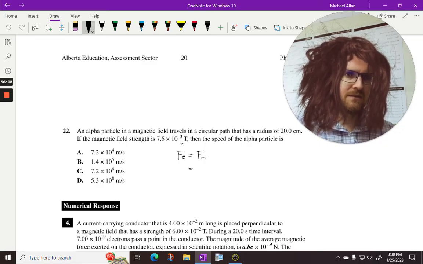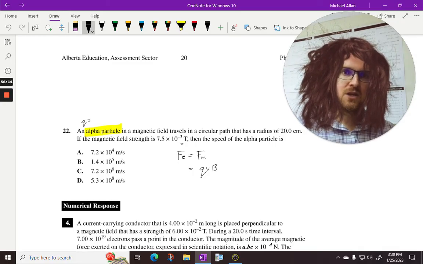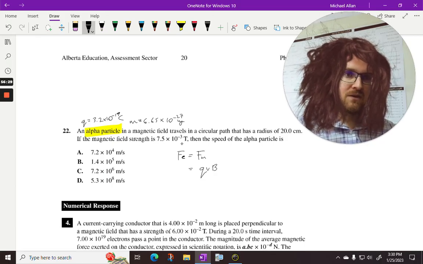So I can use that formula. So let's go see. Magnetic force is going to be QVB. Again, we got an alpha particle. So this is going to be a Q of 3.2 times 10 to the negative 19. We got a mass of 6.65 times 10 to the negative 27. And then over here we got FC. That's an FC. It's a C there. That's going to be M times AC. M times V squared over R. That's what AC is.